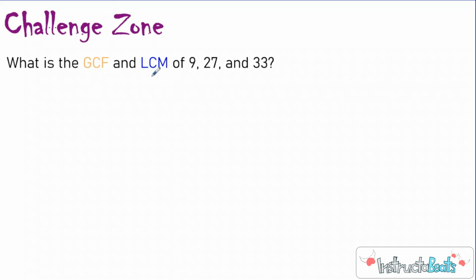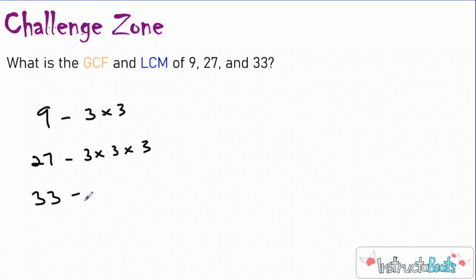Okay, I love for you to use your prime factorization. These numbers are small. You could also maybe even use your listing method, but go ahead and try the prime factorization as well. Go ahead and pause the video and then push play when you're ready to check your work. All right, so hopefully you just paused it. Okay, so we need to know what is the prime factorization for 9, for 27, and for 33. All right, so my prime factorization for 9 would be 3 times 3. My prime factorization for 27 would be 3 times 3 times 3. And my prime factorization for 33 would be 3 times 11.